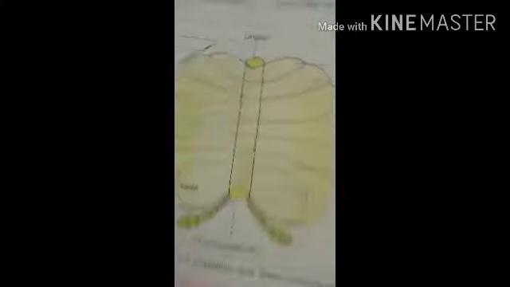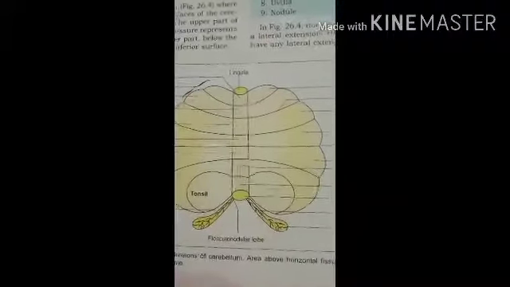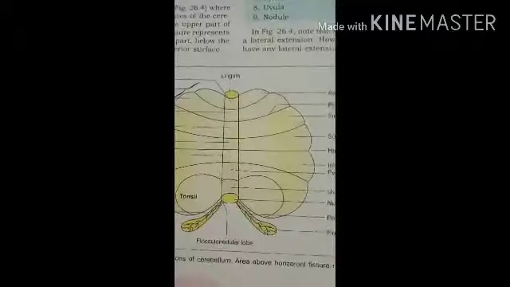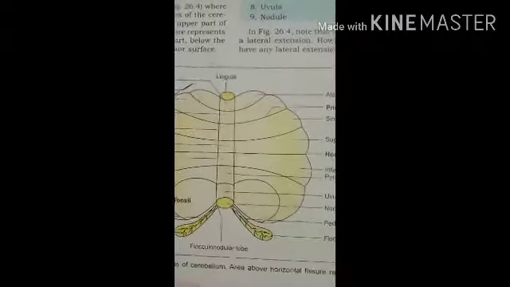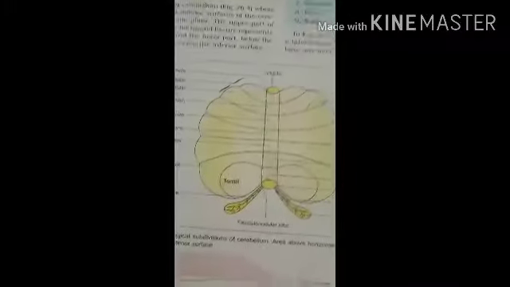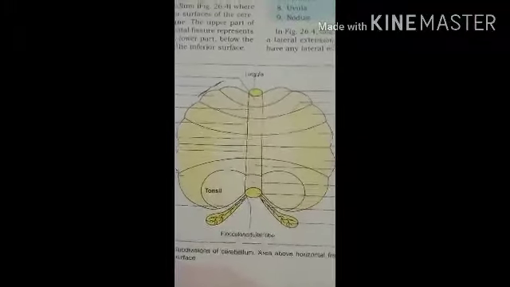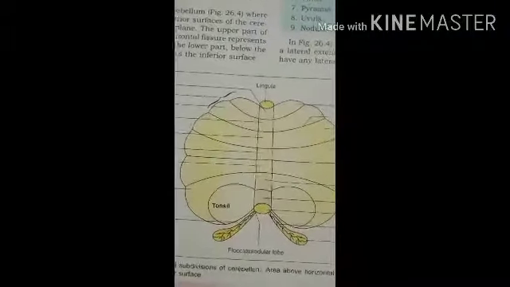Then the next one is the posterior cerebellar notch. This one. It is deep, narrow, and lodges the falx cerebri. Then we should see the fissures. There are three fissures present in relation to the cerebellum.